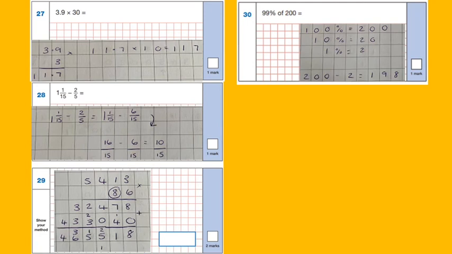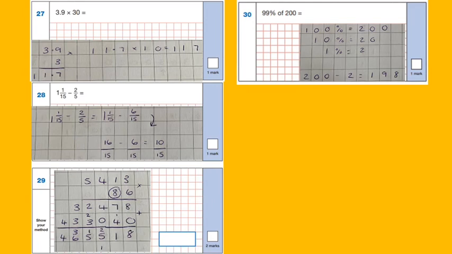Okay, so for the next question, 3.9 multiplied by 30. I would do 3.9 multiplied by 3, as that is an easier one to times by. And then once you have solved that, multiply your answer by 10. Because if you were originally multiplying by 30 and then you changed it to multiply by 3, you've divided it by 10, so you must remember that whatever your answer is has to then be multiplied by 10.